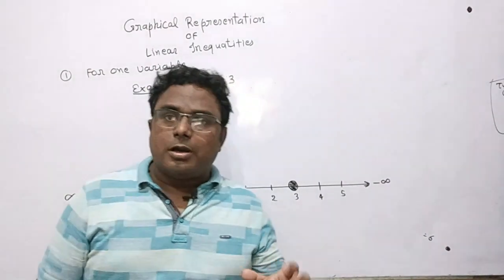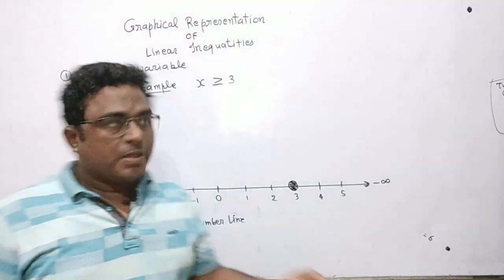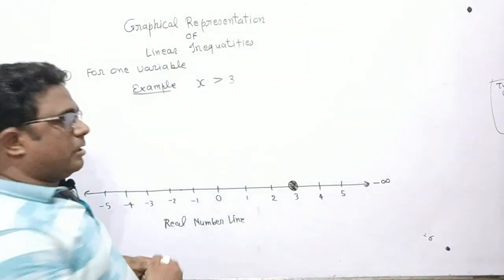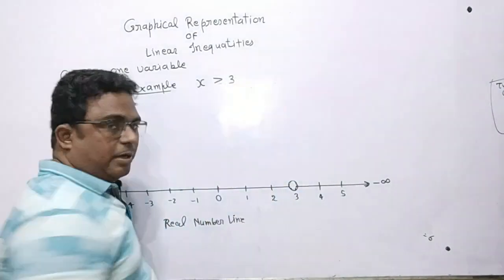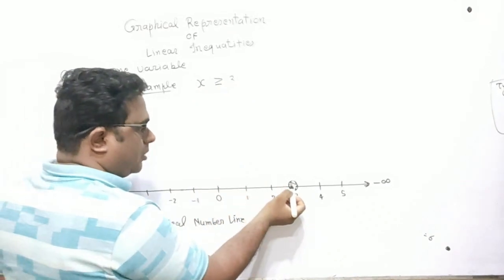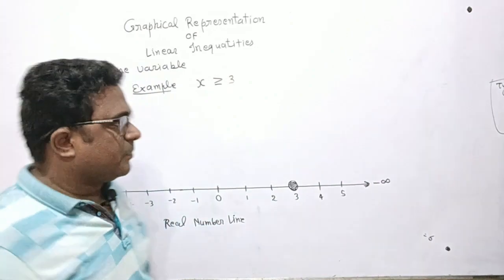There is also a rule regarding when you have to draw a filled circle and when you have to draw a blank circle. If the equal sign is not given in the inequality, then you will draw the circle blank. But if the equal sign is given, then you will draw the circle filled. Why we do so? I will explain it.